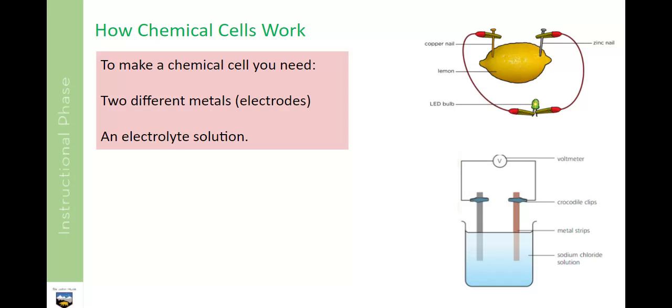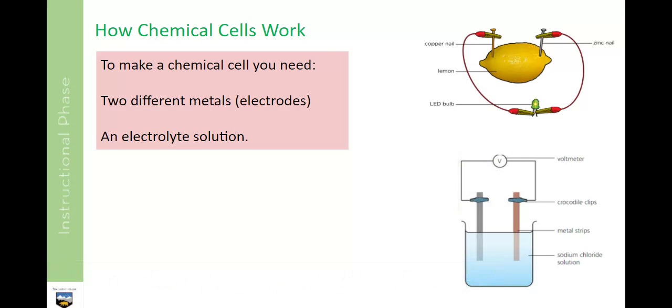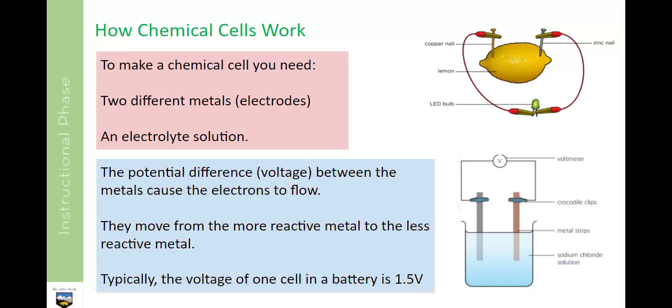Now, you know that we can also use a salt solution as an electrolyte because by dissolving the salt in water, the ions are free to move. We can put two strips of metal into the solution, connect them with wires, and if you connected a voltmeter, it would show you a voltage. It would show you a potential difference. So the potential difference is another word for voltage, and it's the difference between the metals.